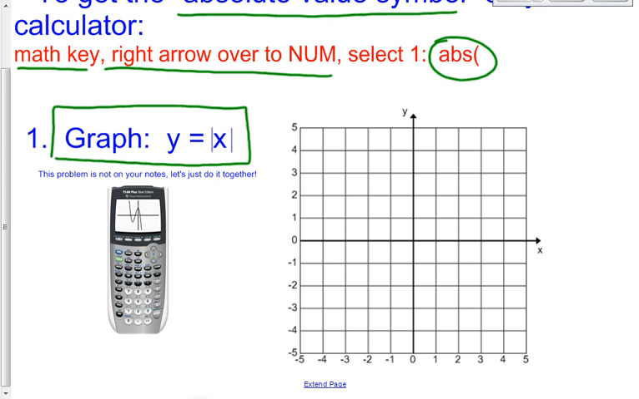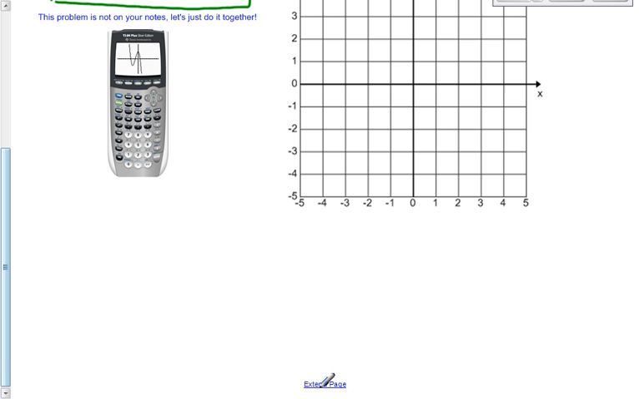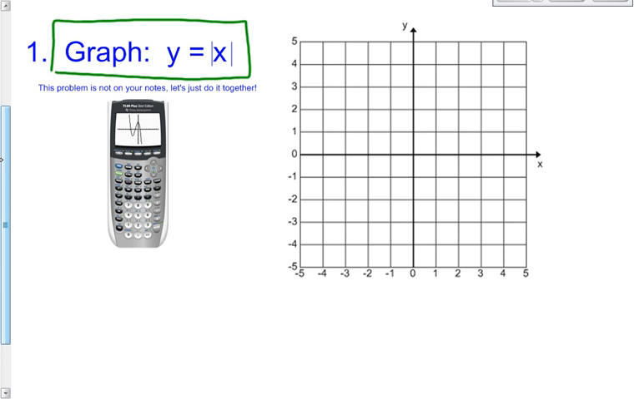So I'm going to go to my graph, and here's how I want you to do it as well. You're going to put your vertex at 0, 0.